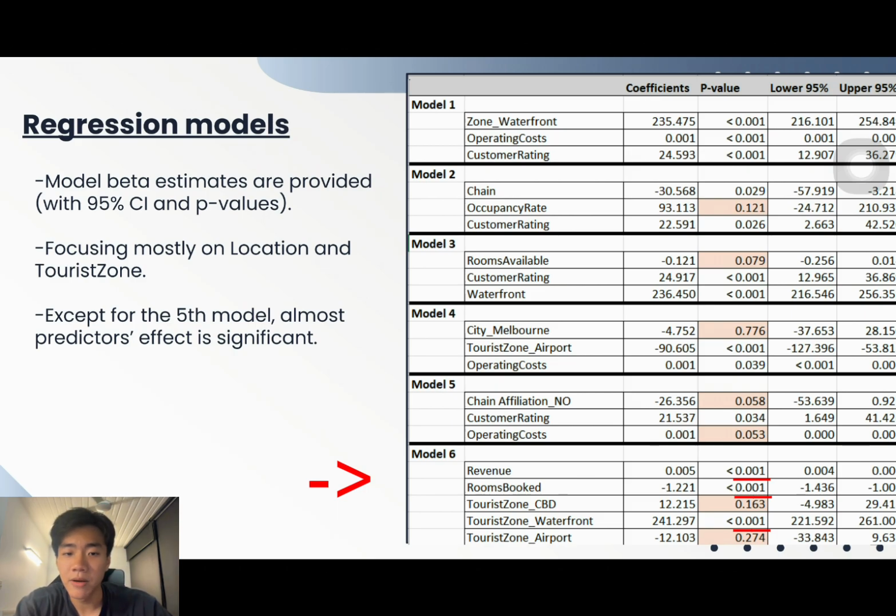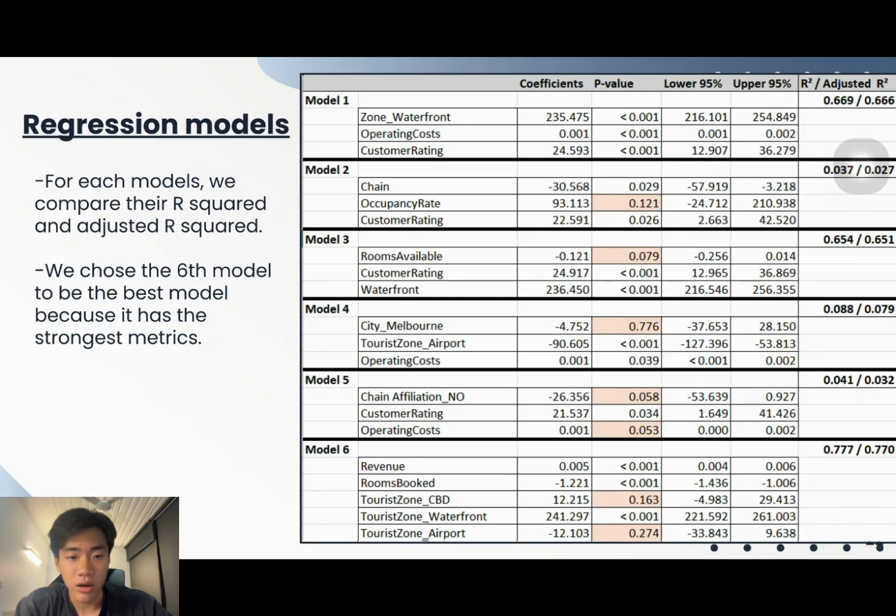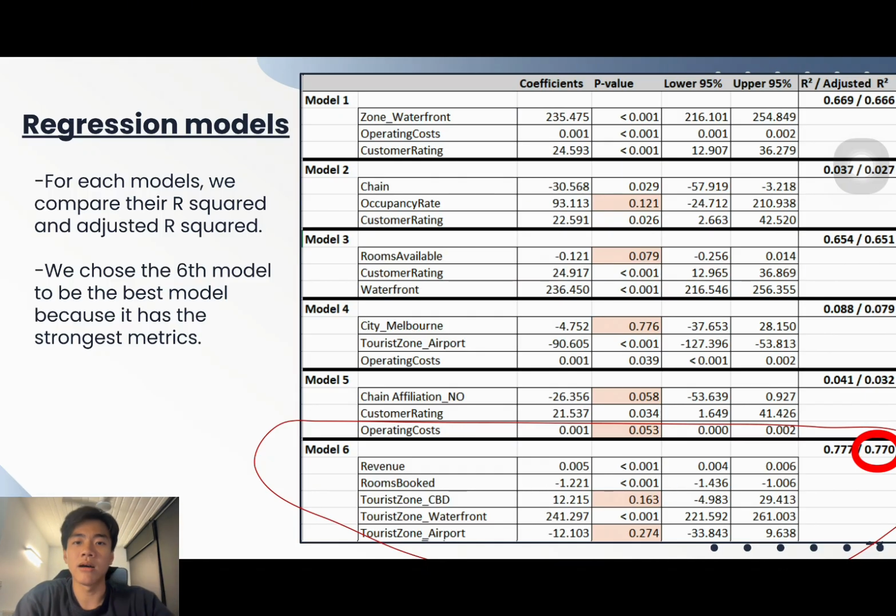And in the next step, we compare the adjusted R-squared between each model to find out which one is the most trustful. And as you can see here, we chose the sixth model to be the best one because it has a higher adjusted R-squared. In other words, the strongest metric.